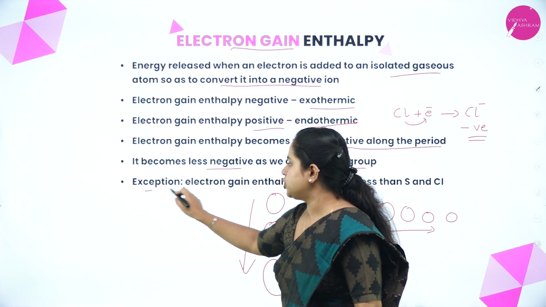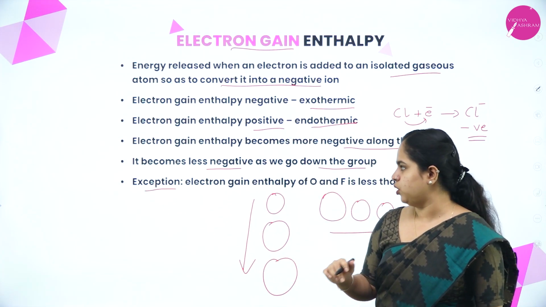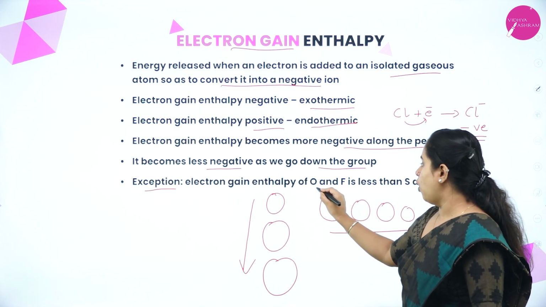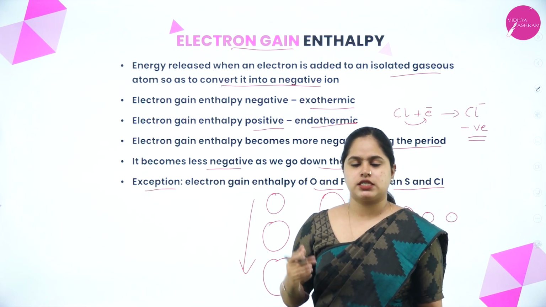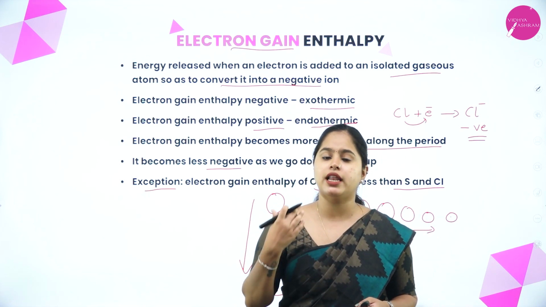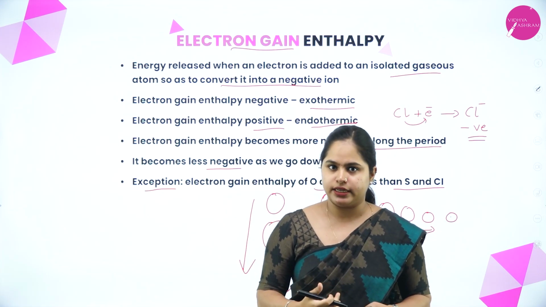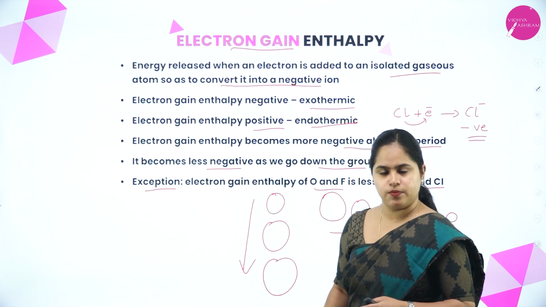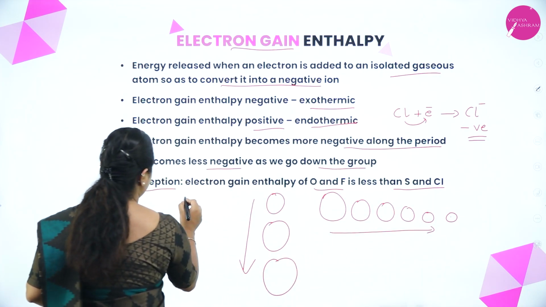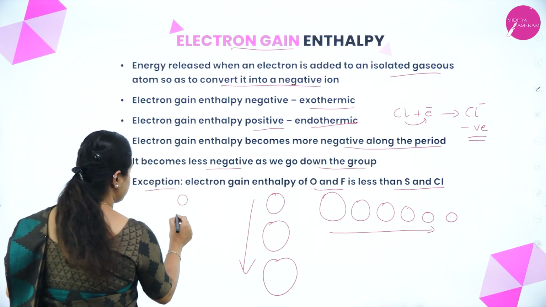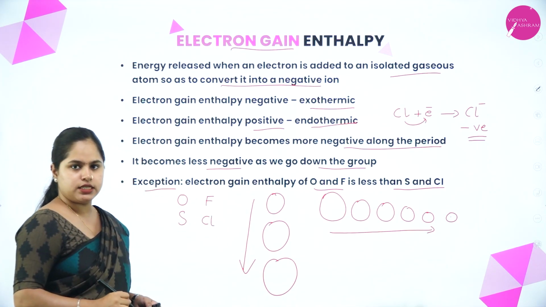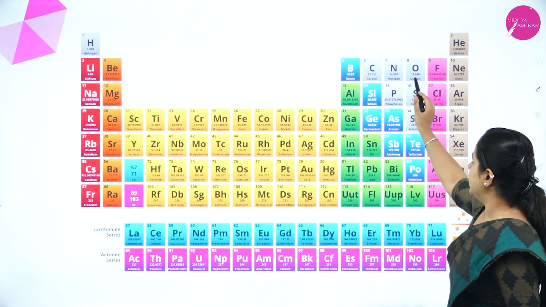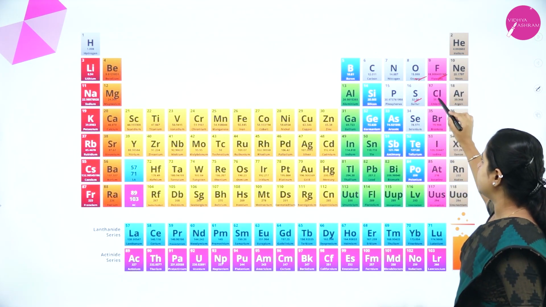Now, there is an exceptional case that you have to be very clear about. The electron gain enthalpy of oxygen and fluorine is less than that of sulfur and chlorine. Now what is this? Just now we studied that as we move down the group, the negative value of electron gain enthalpy becomes less. From the periodic table, under oxygen comes sulfur, and under fluorine comes chlorine. You can see that oxygen is here and sulfur is here, and fluorine is here and chlorine is here.